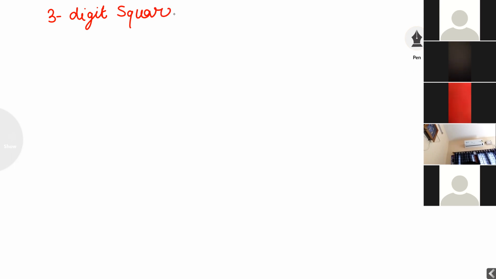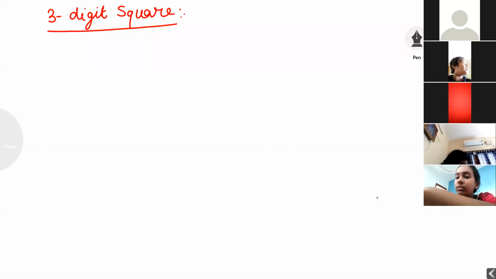This 3-digit square trick we can apply to 2-digit squares also. There is no problem. We can apply this 3-digit square trick to the 2-digit square also. Keep adding. 3-digit square.